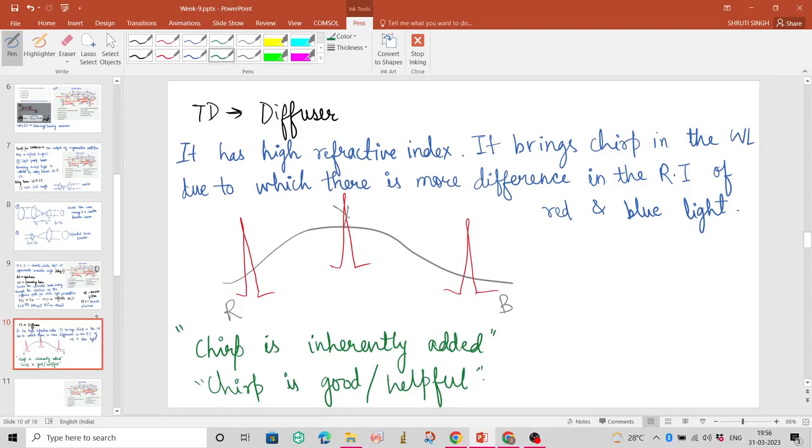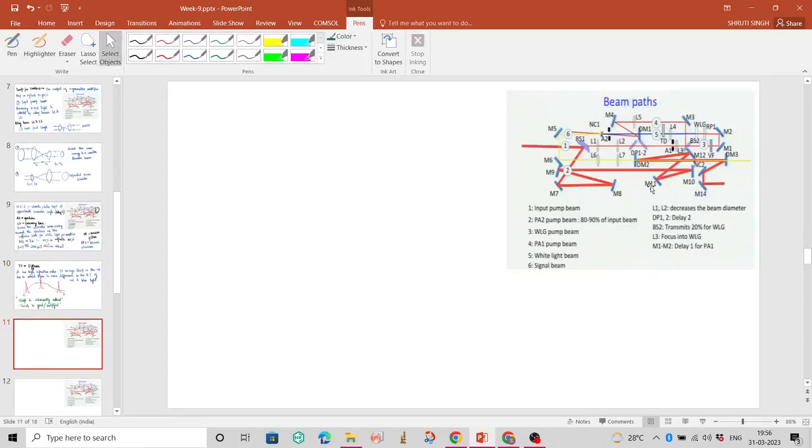Okay, so now let's look at the path again. The delay for the white light is produced by M1 and M2, and the delay for the beam 4, which is reflected from the BS2, is produced by the tilting quartz plates DP1 and DP2.